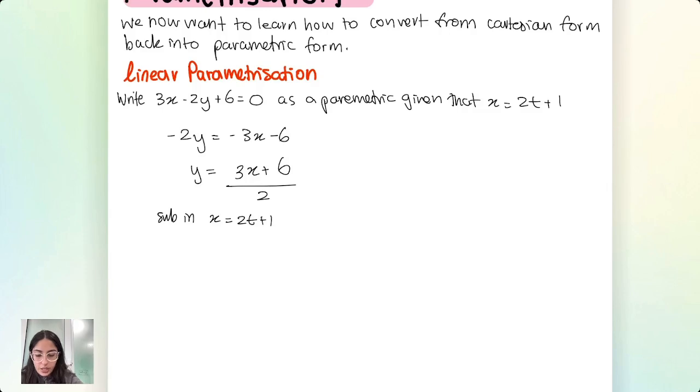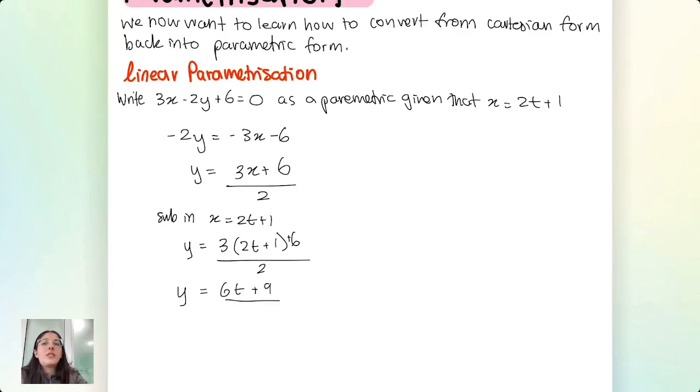So, let's go through this. Maybe, Emma, once you plugged it in, what did you get? Like my final answer? Yeah. Y equals 6t plus 9 on 2. I agree with that. So we expand that form and then we just get 6t plus 3 plus 6, which is 9 on 2.